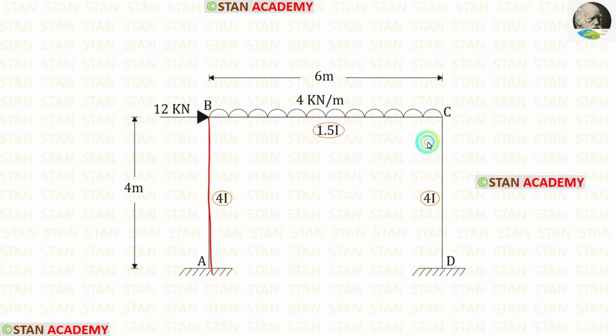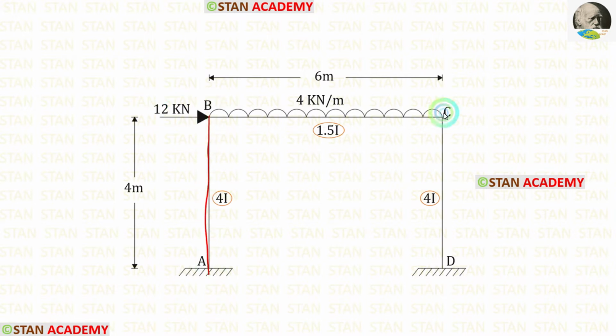In the columns, there are no loads. In the beam BC, we have a uniformly distributed load 4 kN per meter and it is acting for the full span. In the point B, we have a nodal point load 12 kN. It is acting towards the right side.